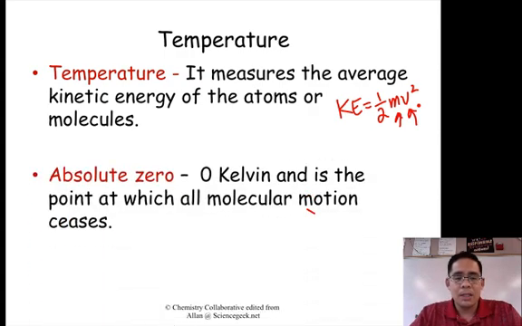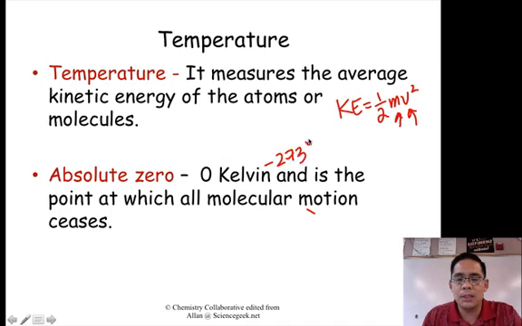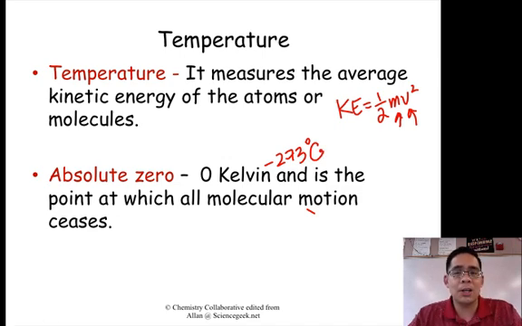And typically we say that absolute zero, or 0 Kelvin, is the point at which all molecular motion ceases. So anytime we talk about temperature, if we ever get to what is called absolute zero, which is roughly negative 273 degrees Celsius, then this is the temperature at which all molecules and atoms basically become a solid.